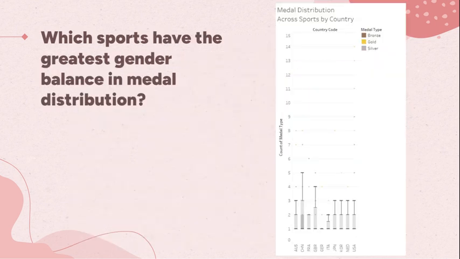Which sports have the greatest gender balance in medal distribution? So this box and whisker plot looks at how evenly medals were distributed across sports for each country. It helps us see whether a country was dominant in just one area or showed balance across multiple sports. The US and China were strong and well-rounded, while some other countries were more specialized.